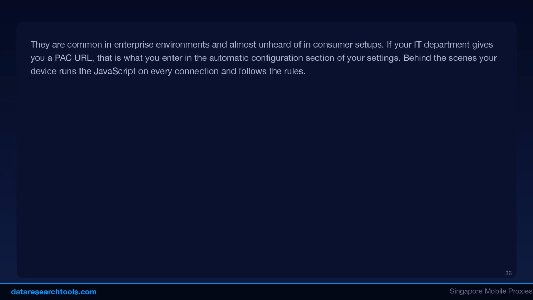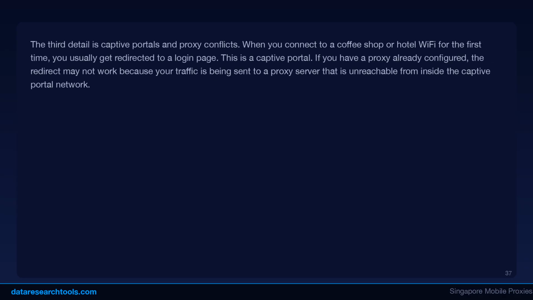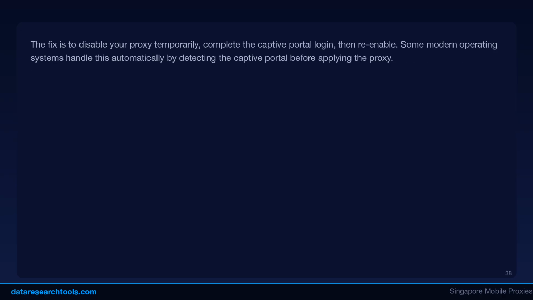These are JavaScript files that your device downloads and runs to decide which proxy to use for which destination. PAC files allow complex routing rules, like sending corporate traffic through one proxy and external traffic through another, or bypassing the proxy for internal addresses. They are common in enterprise environments and almost unheard of in consumer setups. If your IT department gives you a PAC URL, that is what you enter in the automatic configuration section of your settings. Behind the scenes, your device runs the JavaScript on every connection and follows the rules.